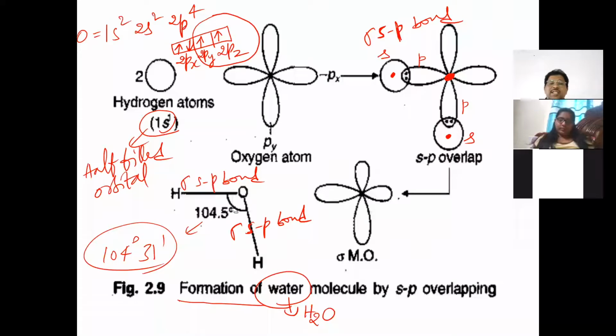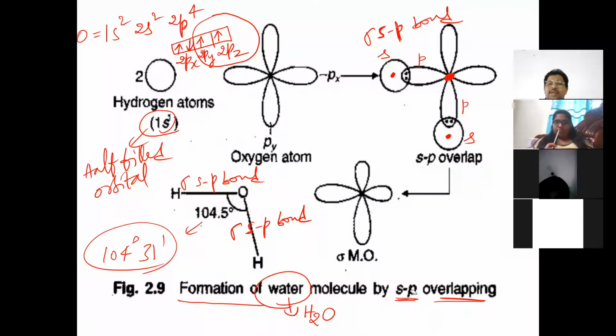So how many sigma sp bonds here? 2. Which type of overlapping in the water molecule? sp overlapping. What is the meaning of sp overlapping? The overlapping between the s orbital of one atom and the p orbital of another atom is called sp overlapping. By sp overlapping, which molecule is formed in this diagram? The water molecule. What is the formula of water? H2O. In this formation of water, 2 hydrogen atoms and 1 oxygen atom are involved. This is the formation of the water molecule by sp overlapping. Is the concept clear?